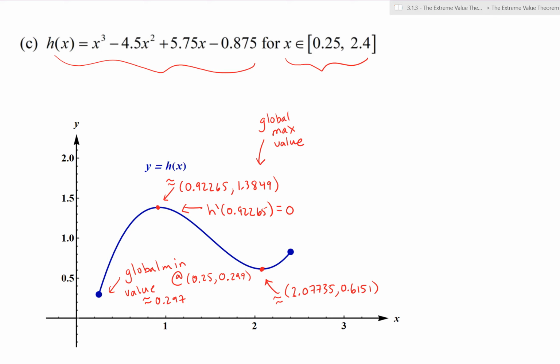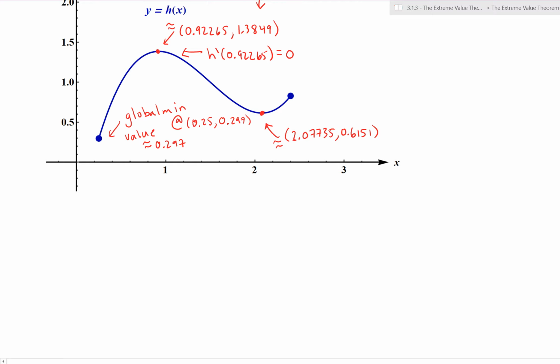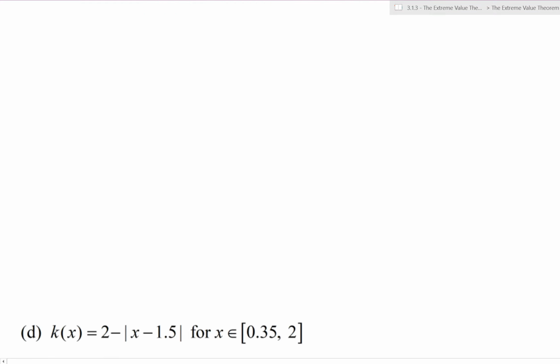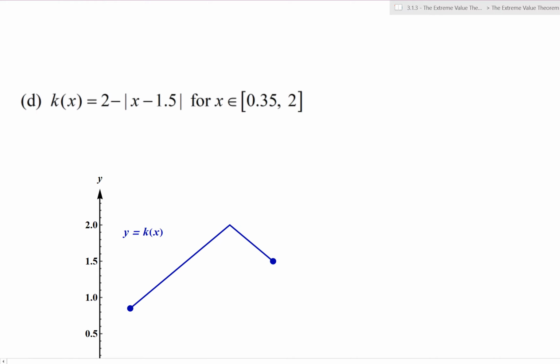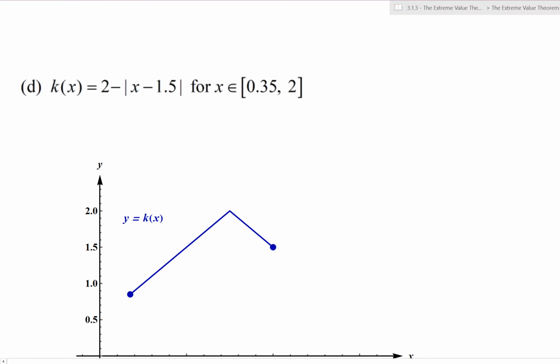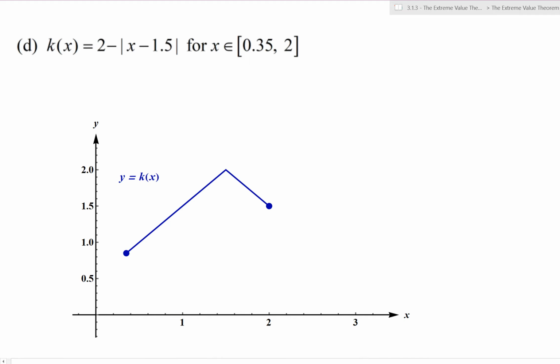So we've seen 3 examples so far, and all of them involve the function obtaining its global extrema either at an endpoint or a local extreme point, as long as that function was nice and continuous and defined over a closed interval. One last one before we state the extreme value theorem, and that is this function right here, k of x, which is 2 minus the absolute value of x minus 1.5. And again, we're going to restrict it over a closed interval, in this case 0.35 to 2.